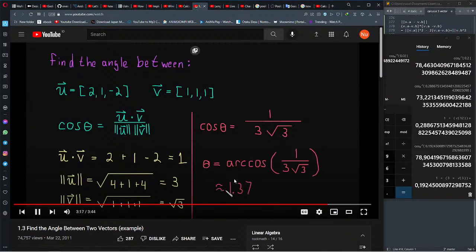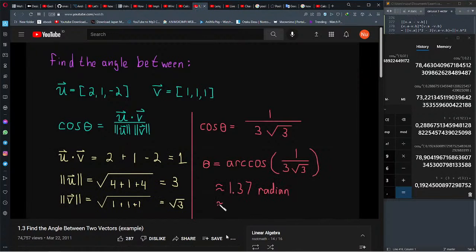a little bit, or truncating. This is approximately equal to 1.37 radians. And if your calculator is in degree mode, then that's approximately 78.9 degrees.